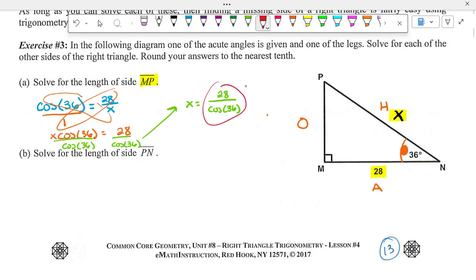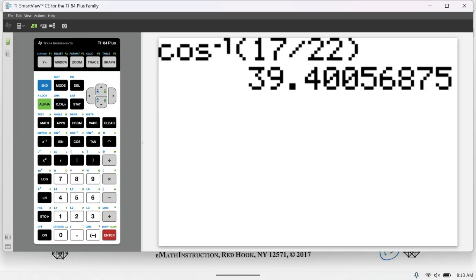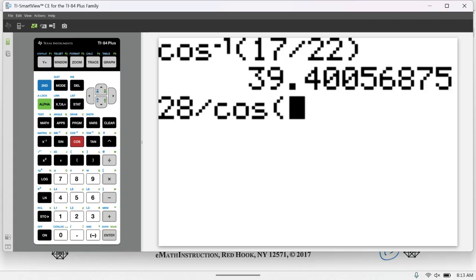And guess what? This can go right into the calculator. And you're going to round to the nearest tenth. So let's put that in our calculator. So I'm going to do 28 divided by, hit the cosine key, not second cosine, just cosine, of 36. Make sure you close that parenthesis.